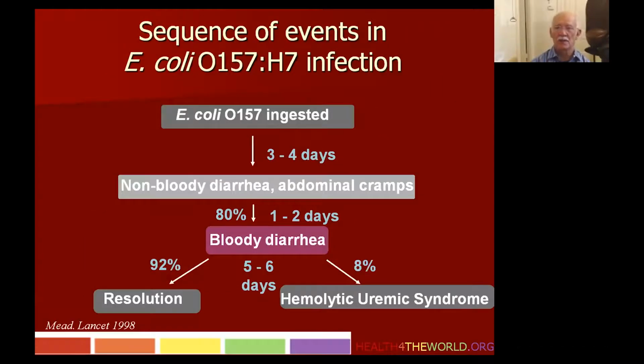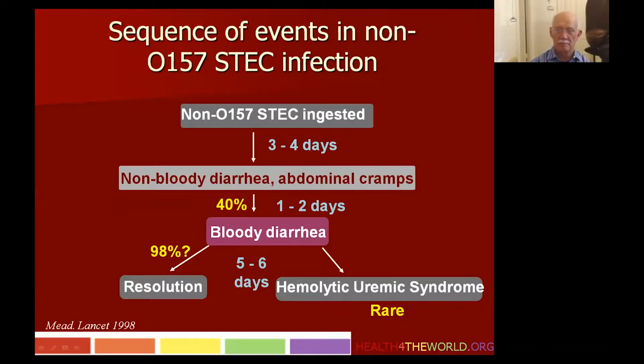The sequence of events is that this bacteria is somehow ingested, and 3 or 4 days later, the person develops non-bloody diarrhea and abdominal cramps. 1 or 2 days later, they may develop bloody diarrhea, which in 92% of patients will clear up on its own. But 8% of those patients with bloody diarrhea can develop the hemolytic uremic syndrome.